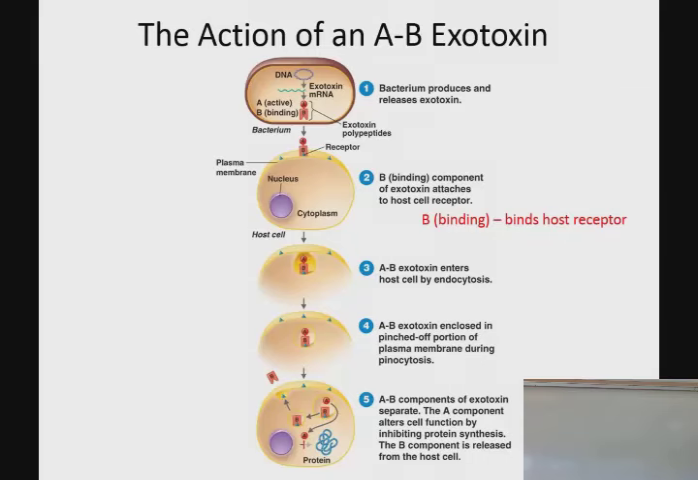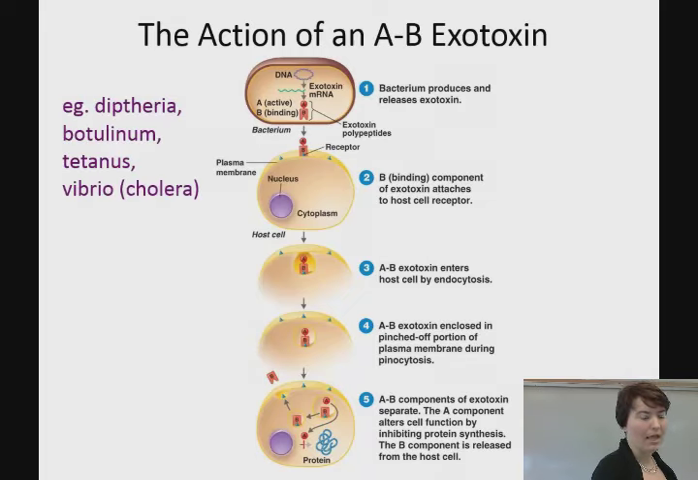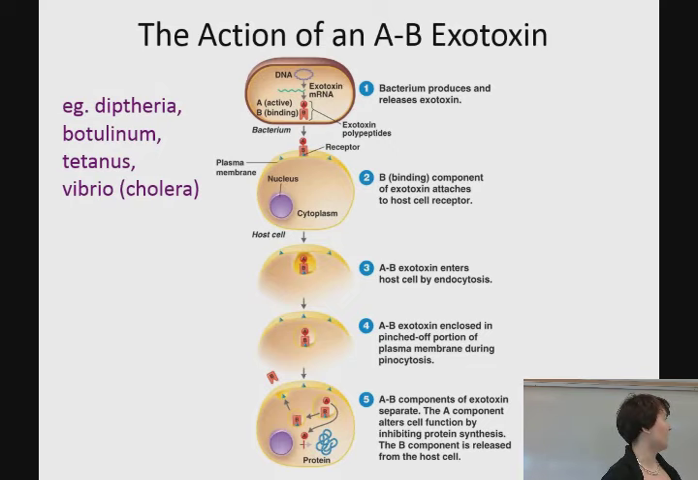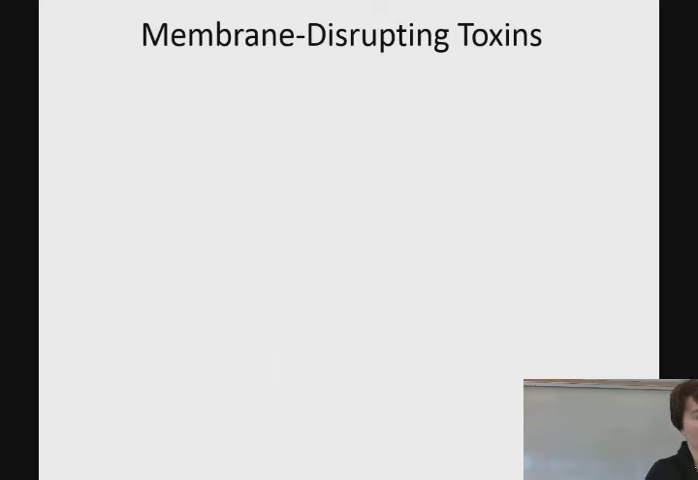Once it's inside the cell, the two parts of the toxin separate. And the A part is now free to do what it does, which is usually, the A part is an enzyme that inhibits protein synthesis by perhaps binding to or chopping a piece off of the ribosome. Here are some examples of AB exotoxins: diphtheria, botulinum, tetanus, and Vibrio, the toxin that's involved in cholera. All of these diseases make these toxins, and they all act by this effect. So it's a pretty potent method.